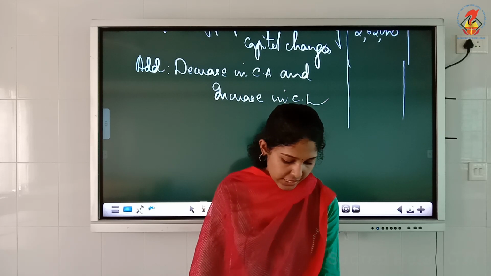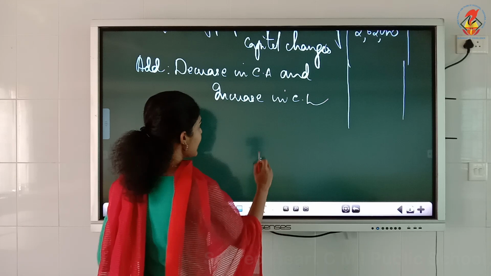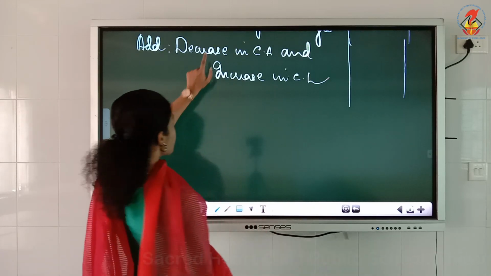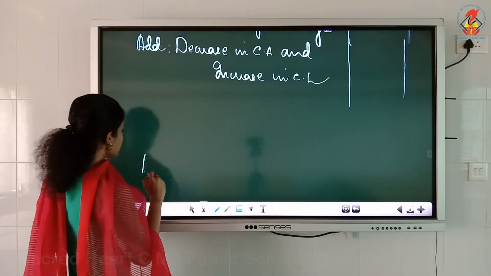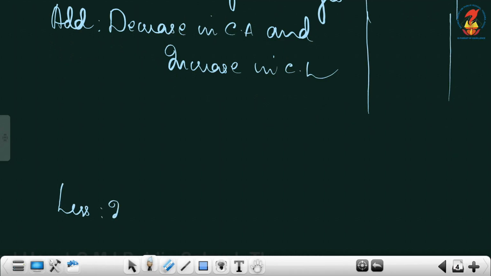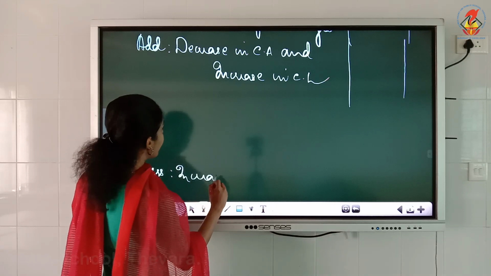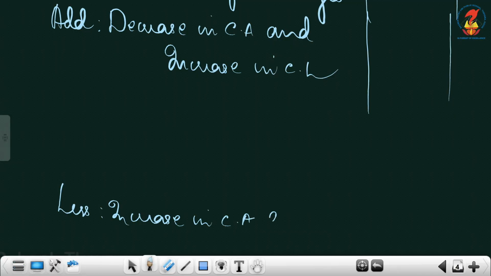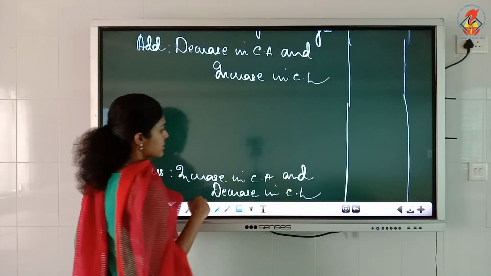Then creditors we can consider, there is a decrease in value. So we will write the add and less headings first. You write the add heading first, leave some space, then you write less. Less you can write the reverse. So one you have to study, the other thing you can write the reverse: increase in current assets and decrease in current liabilities. Okay.